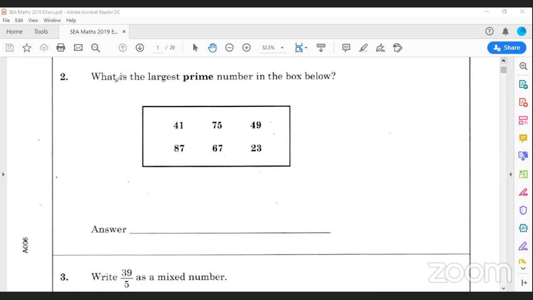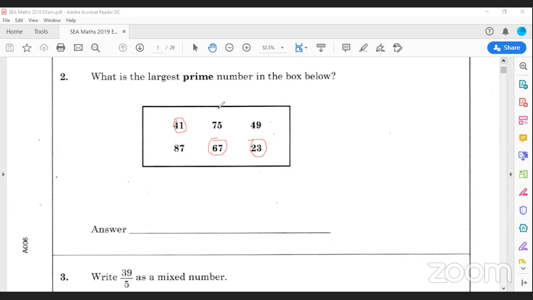This question, number 2, says, what is the largest prime number in the box below? Now, what are prime numbers? Prime numbers are numbers that are divisible by only itself and 1. So the prime numbers I'm seeing in this box are 41. What else? 23 and 67.